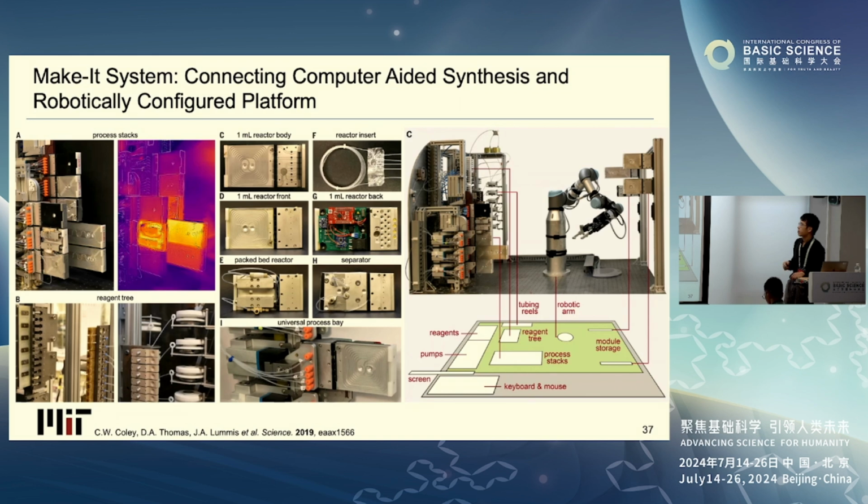So the hardware system consists of process stacks with characterization modules to measure temperature and concentration and so on, and different reaction modules for different kinds of reactions. If there are multi-step reactions that need purification, there are separator modules. The robotic arm will assemble these in a sequential manner so that it can run the reaction, and after each reaction, it will automatically reconfigure the system for the next reaction to run.